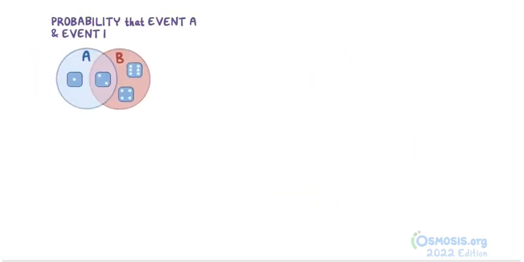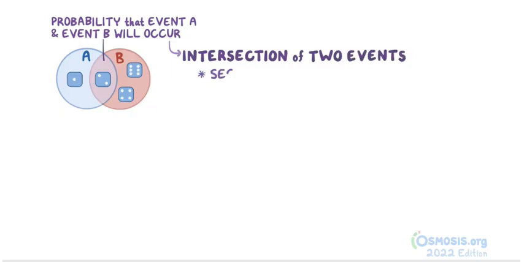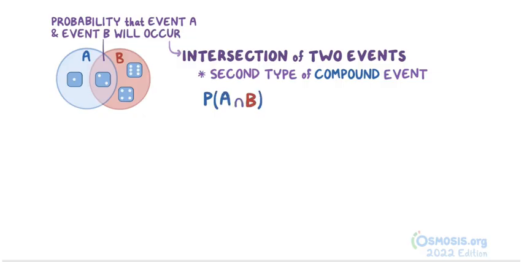Now let's switch gears and talk about the situation where you want to figure out the probability that both event A and event B will happen. Or in other words, the probability of the overlapping area. This is the intersection of two events, and it's the second type of compound event. Typically, the intersection of two events is written with an intersection symbol, which looks like an upside down U.